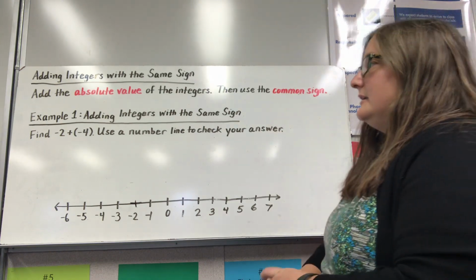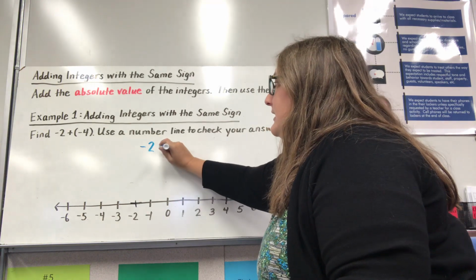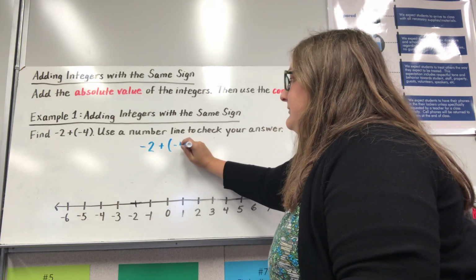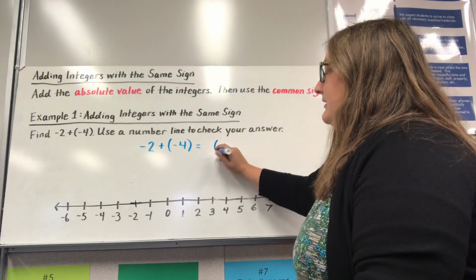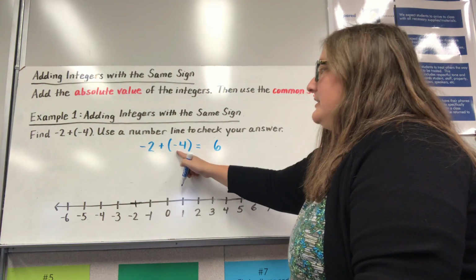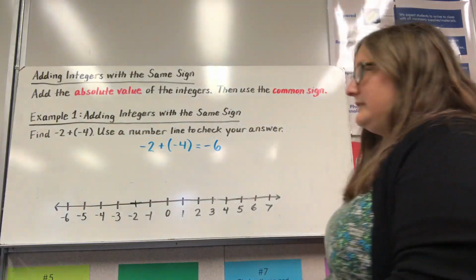So if I'm adding -2 and -4, I'm going to ignore the negatives completely. I notice they're the same sign, then I ignore them. 2 plus 4 is 6. Now, since they were both negative, I'm going to use that common sign with my answer. So my answer will be -6.